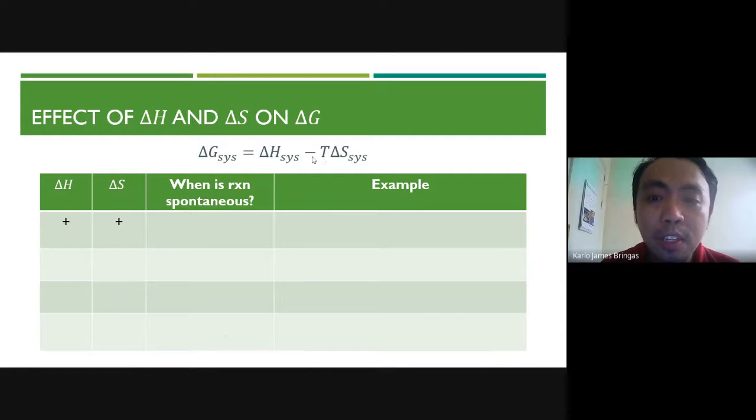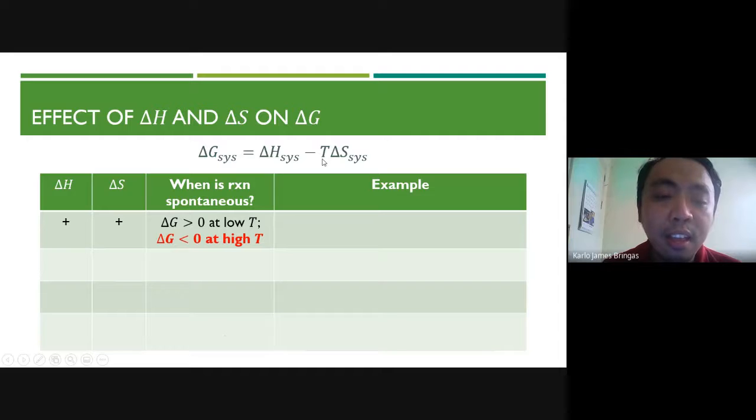So sabi dito, si delta S is already positive. So the only way that we can make the T delta S term na isa-subtract natin very large is if ang temperature natin is malaki rin. So that is why we say that our reaction is spontaneous for case 1 only at high temperatures.